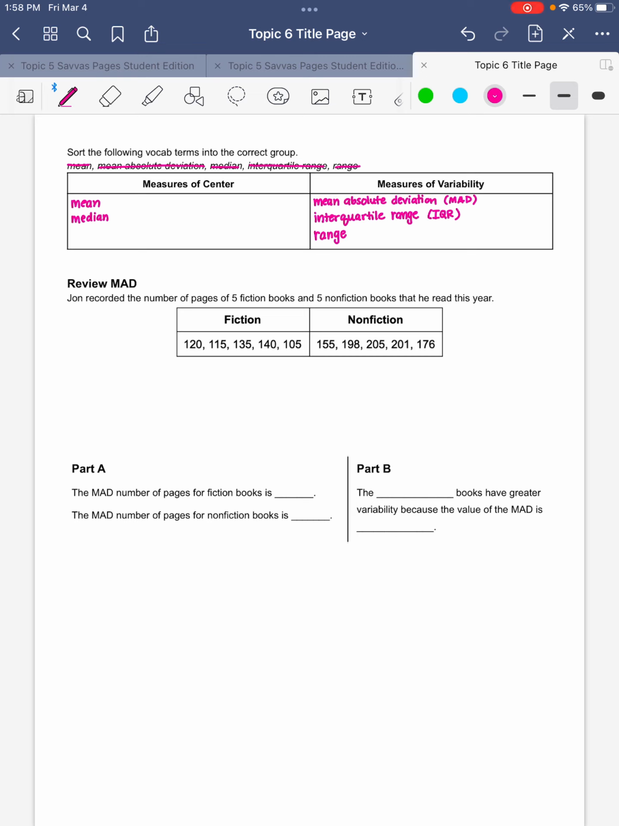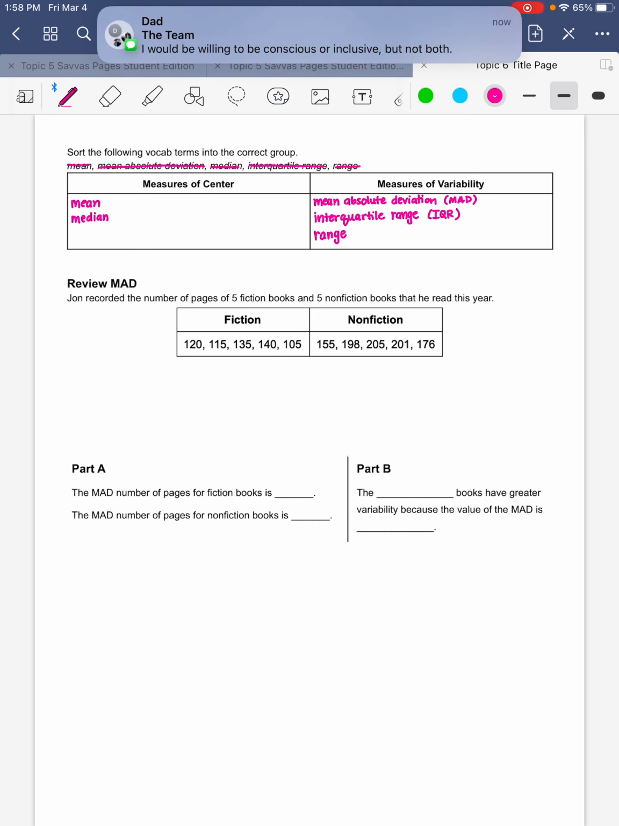Okay, so now that we've gone over that, let's actually review mean absolute deviation from yesterday. And the way I set this question up is very similar to your test. You're going to have two groups of data, each with 5 terms. And in part A, you're going to find the MAD, the mean absolute deviation, for each group, and then you will complete a statement in part B. So it says, John recorded the number of pages of 5 fiction books and 5 nonfiction books that he read this year. And I know I need to find the MAD for both groups.